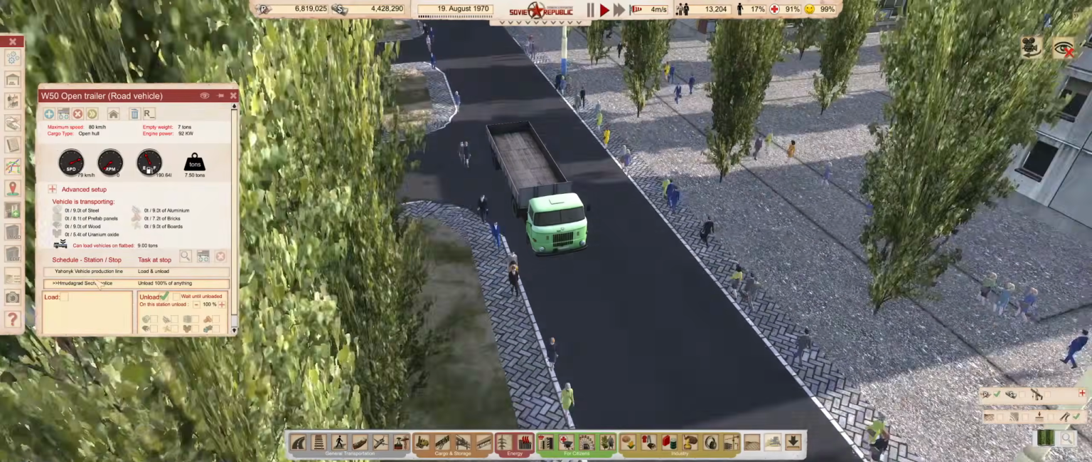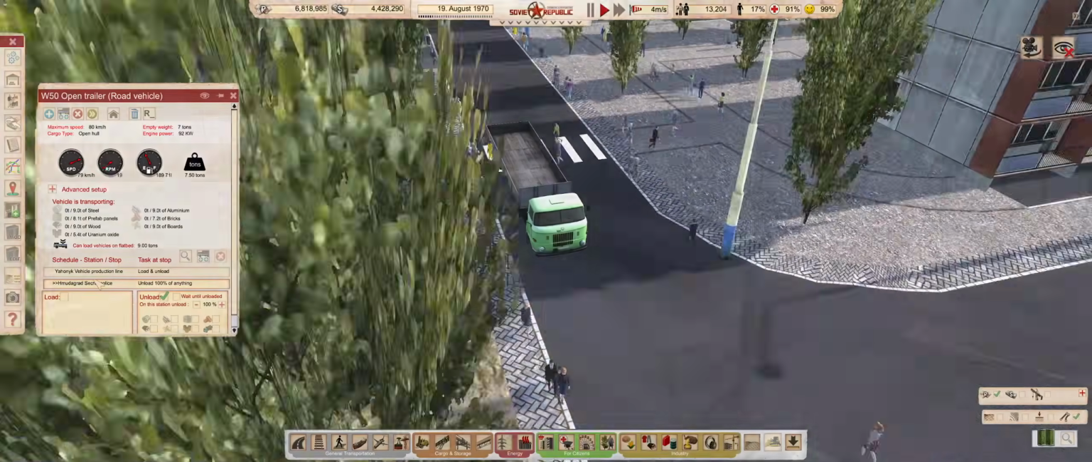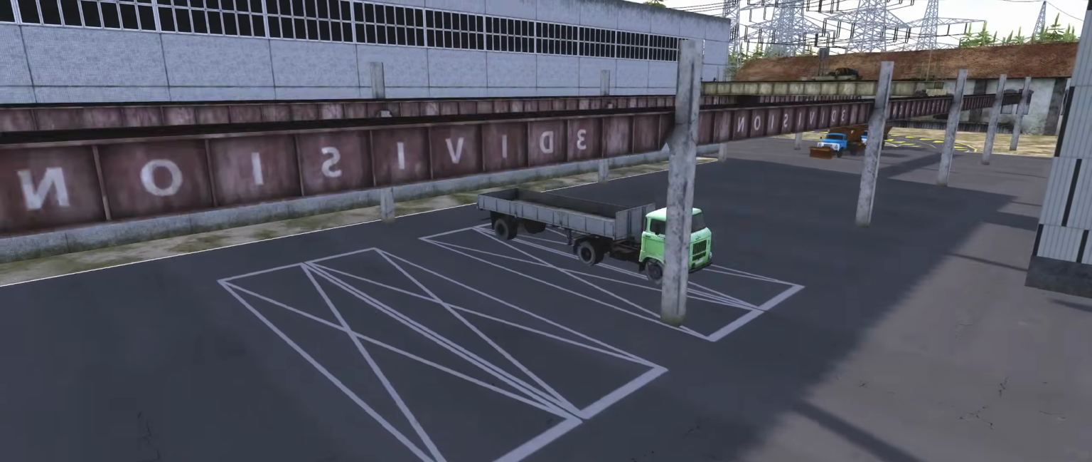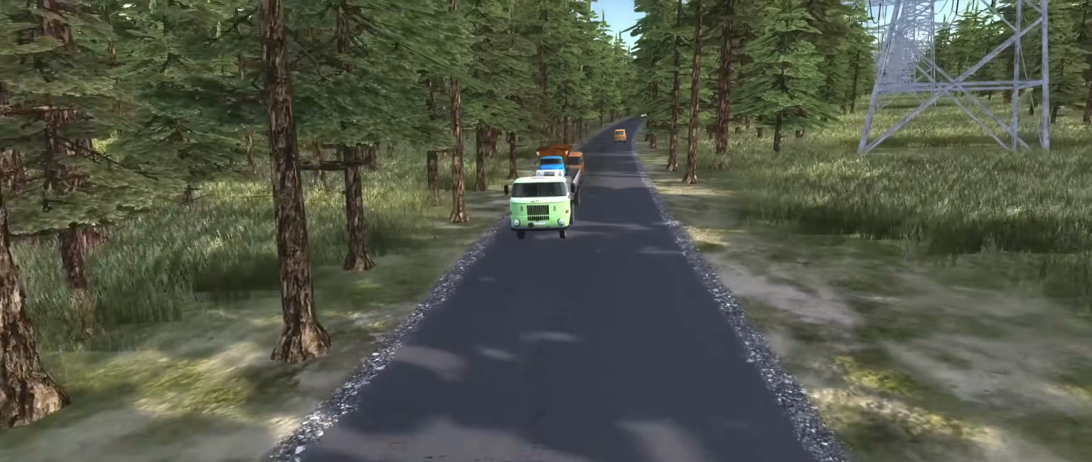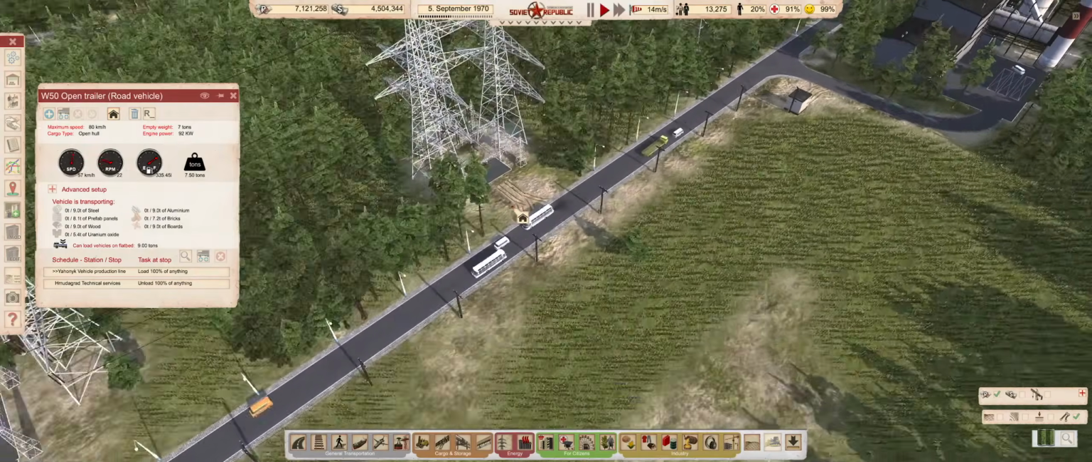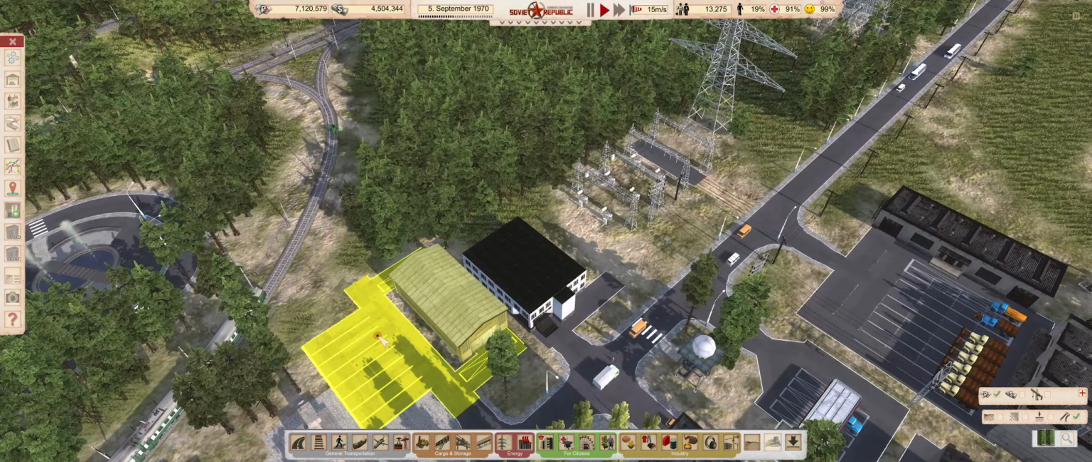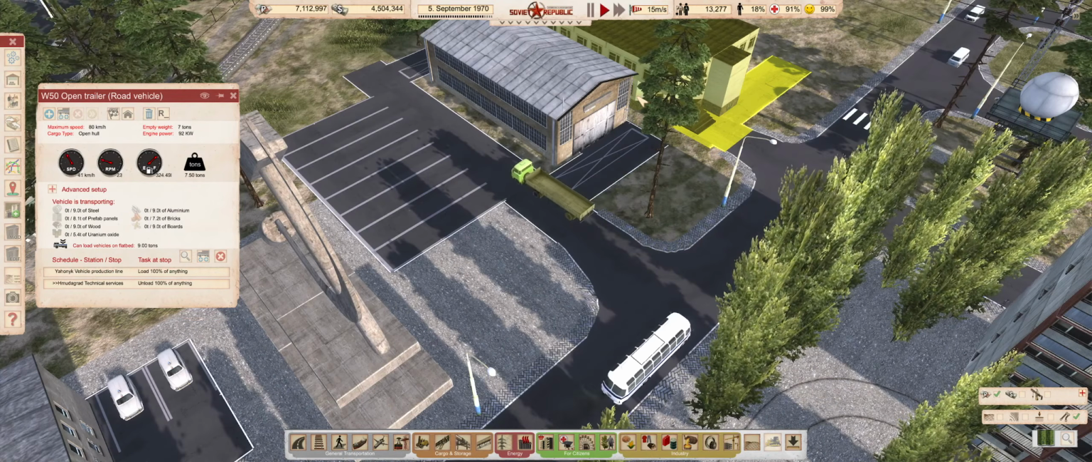Even if all the produced machinery have been delivered already, the truck will run empty, back and forth. Because of this, if you need to deliver more than one vehicle to a destination other than a depot, you'll want to keep an eye on that line, so you can stop it once everything has been delivered.